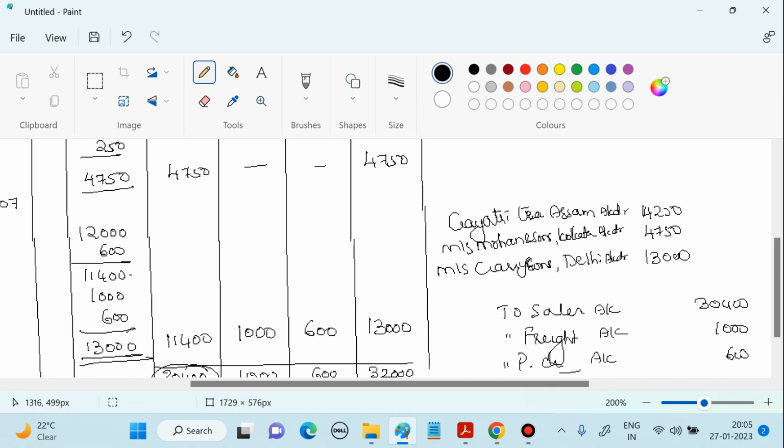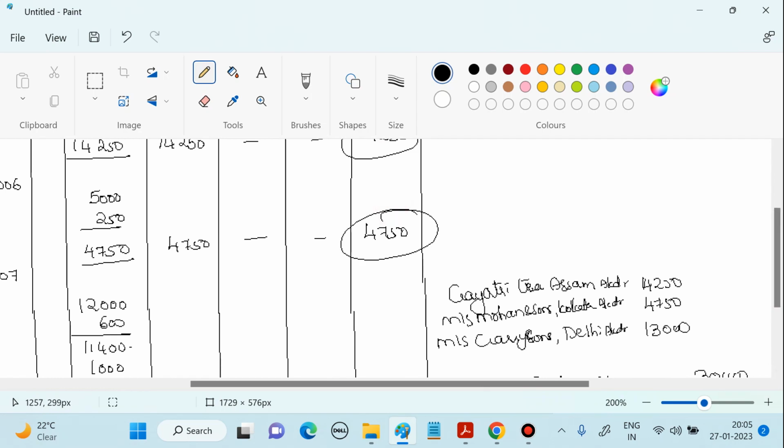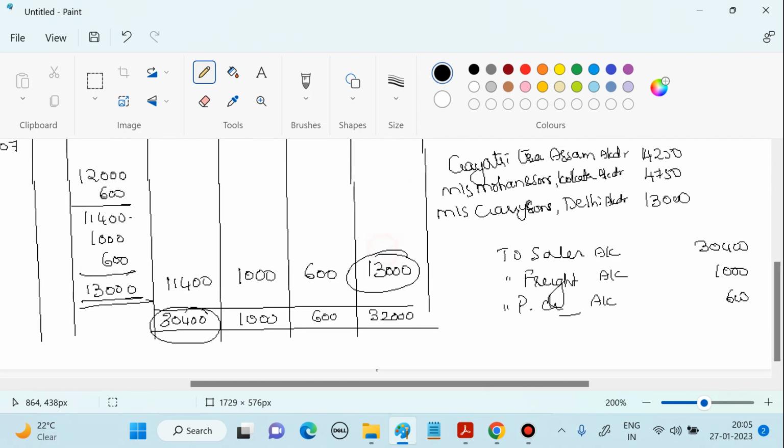Is it clear? Any doubts? One second. No doubts. Individually like this, the total column that we have, it will go into the debtors account. And from the totals, the sales value total will go to the sales, and whatever is individual expenses, that would go into that expenses and be credited.